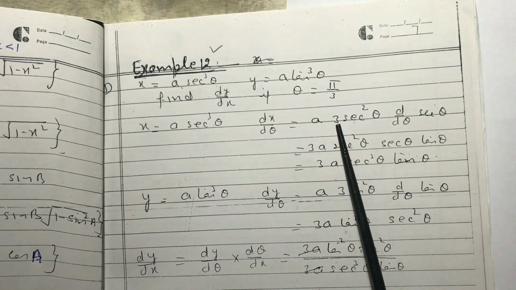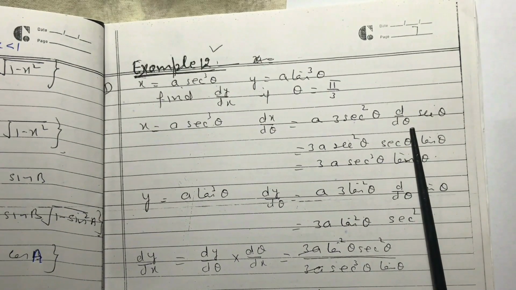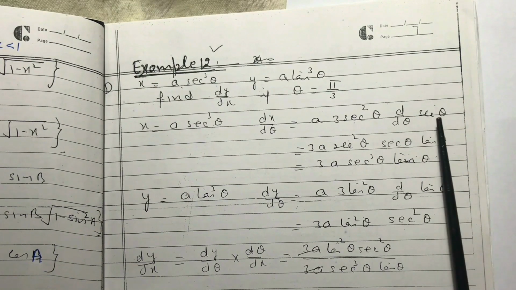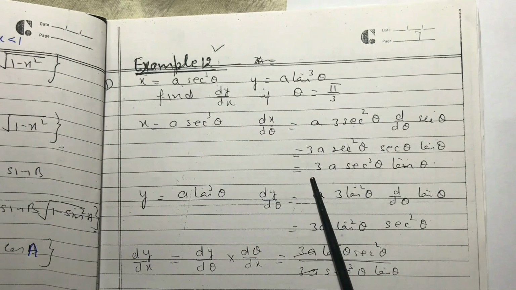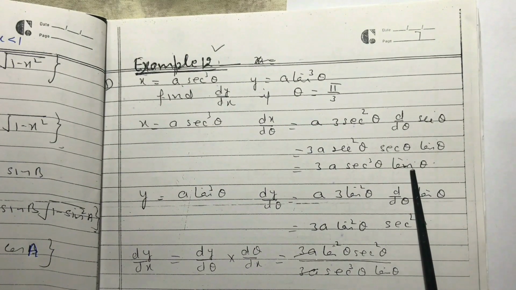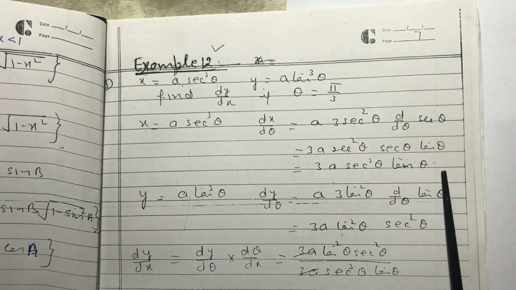So this is equal to 3 sec square theta times d by d theta of sec theta. So 3a sec square theta, and differentiation of sec theta is sec theta tan theta. So this is equal to 3a sec cube theta tan theta. Multiply these two, you will have sec cube theta tan theta.